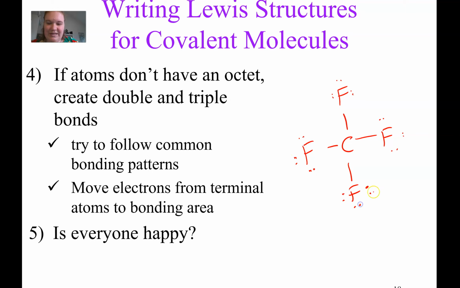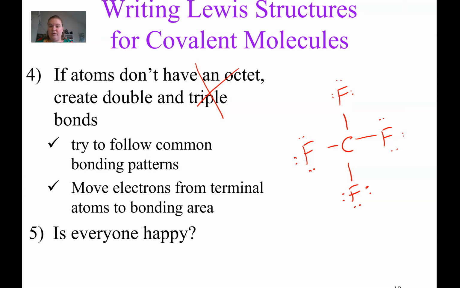Step number four says, if atoms don't have an octet, create a double or a triple bond. We know each of our fluorines has an octet. We made those and we double checked them. So we definitely want to double check our center atom, our carbon in this case. We look at what's surrounding our carbon. We have those four bonds. They are each made up of two electrons, 2, 4, 6, 8. So carbon also has that full octet, and we don't need a double or a triple bond for this molecule.